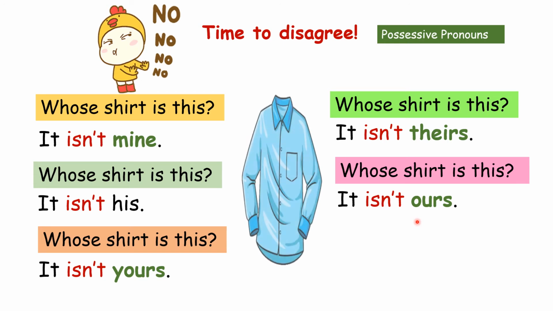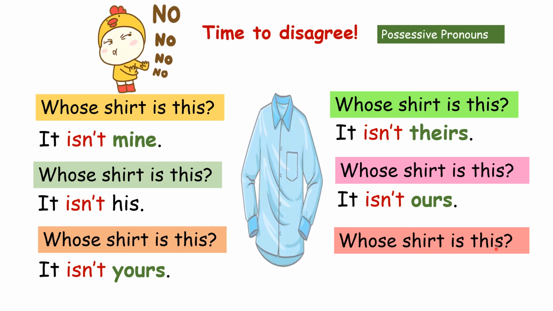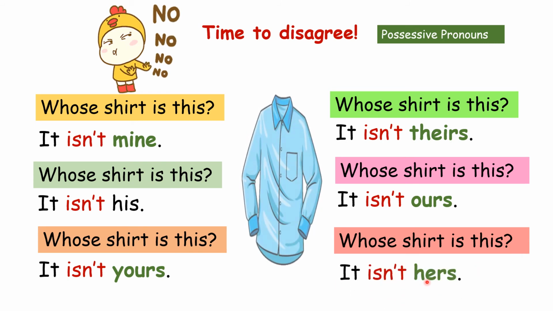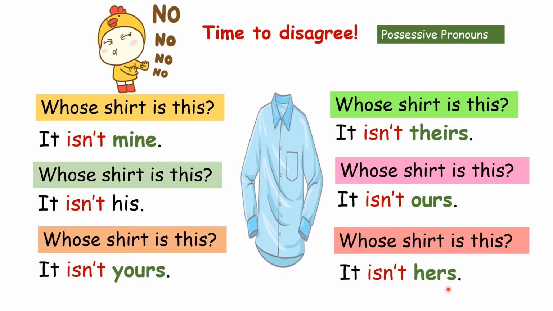Alright? And the last one for this example, the same question. Whose shirt is this? "It isn't hers." Meaning we're telling that this shirt does not belong to that girl. It does not belong to that woman. Alright?